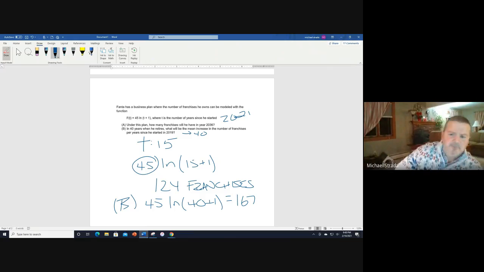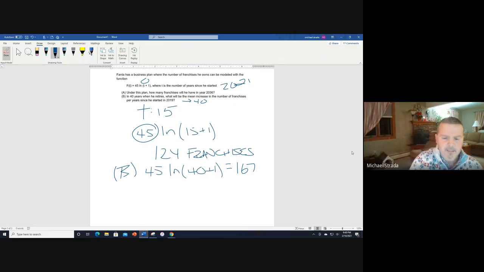So to get the mean increase in the number of franchises, we look at how many franchises he would start with. Now, if I plugged in 0, 0 plus 1 is 1. The natural log of 1 is 0. And then that would be 0 franchises. So that means he will have gained 167 franchises in 40 years. I do 167 divided by 40, and I get approximately 4.175.